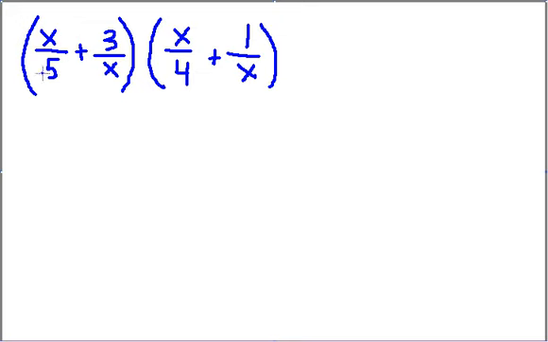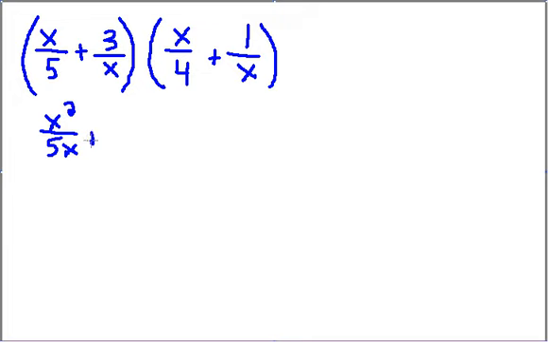So what we're going to do is rewrite this first polynomial here, x over 5 plus 3 over x. And remember, we're going to take the denominator of our second and multiply it in the top and bottom here. So x times the x is going to be x squared. That's going to be our top. Our bottom is going to be x times the 5x. So x over 5 has now been rewritten as an equivalent fraction of x squared over 5x.